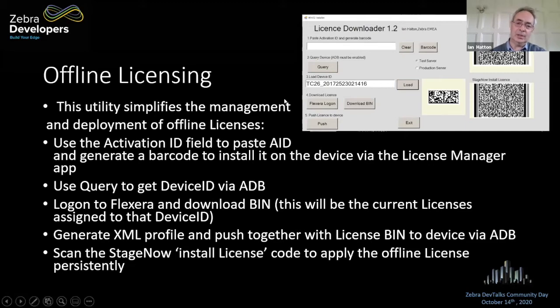It also has the ability to query the device through an ADB connection in order to get its device ID. So again, you don't need to manually transcribe that. And it will then guide you through logging onto the server, downloading the bin file for this particular device, pushing it to the device, and then installing it through this StageNow barcode. So it's really just going to help to simplify this process, especially if you had a significant number of units to license.